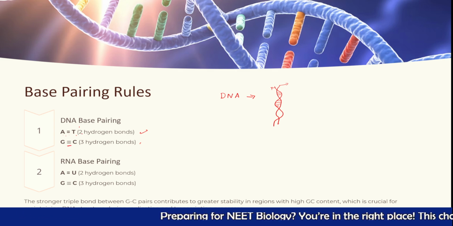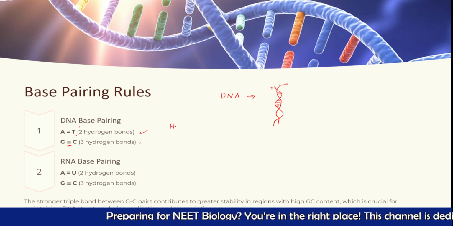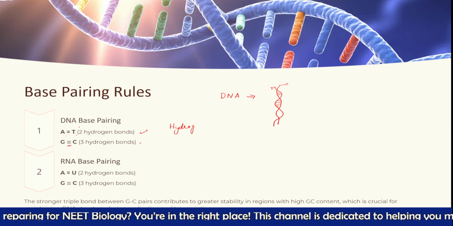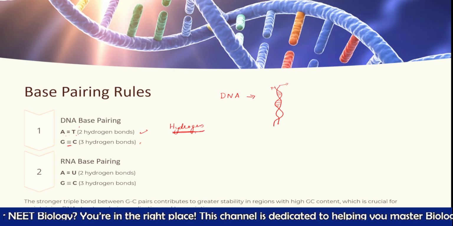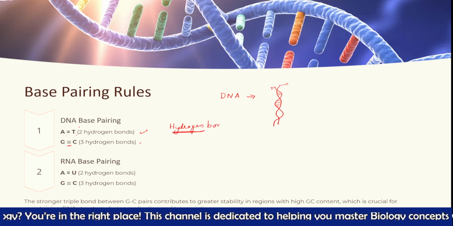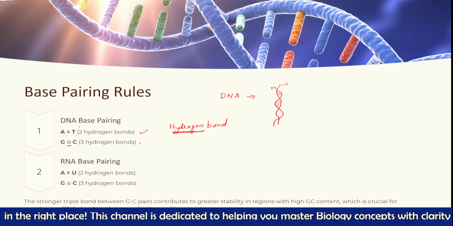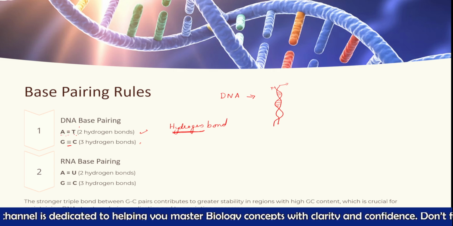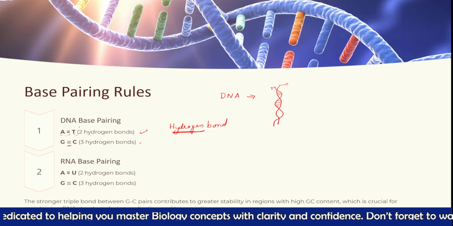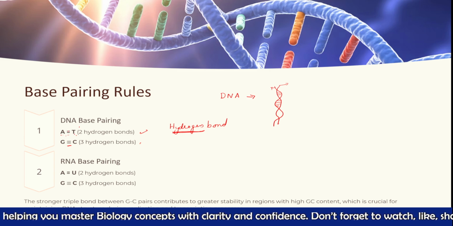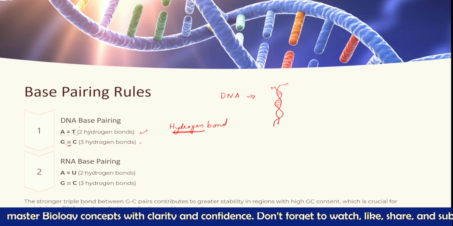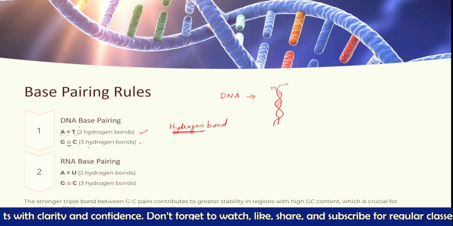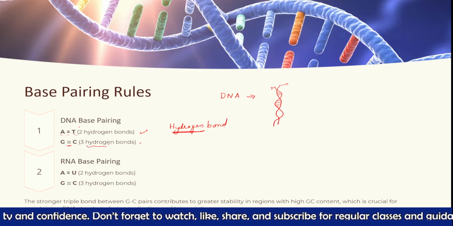This one is the hydrogen bond. So in between the nitrogen bases, there is hydrogen bond formation. Hydrogen bonds are there. So in between here, two hydrogen bonds. So adenine always pairs with the thymine with the help of two hydrogen bonds, and between guanine and cytosine there are three hydrogen bonds.